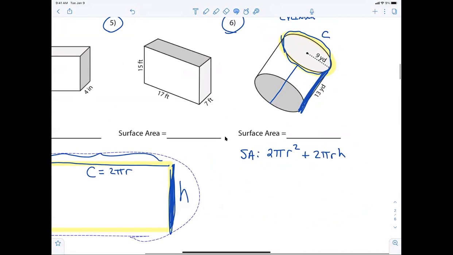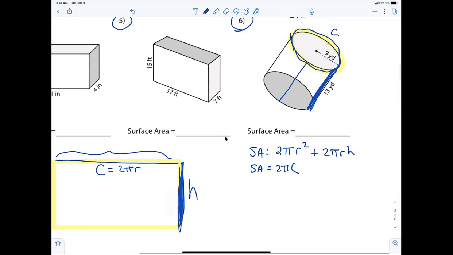All right, so from here, I have surface area, 2 pi. What's the radius? 9 squared plus 2 pi times 9. What's the height? 13. So multiply, everybody multiply that out on your calculator now, and that would be the surface area of the cylinder.